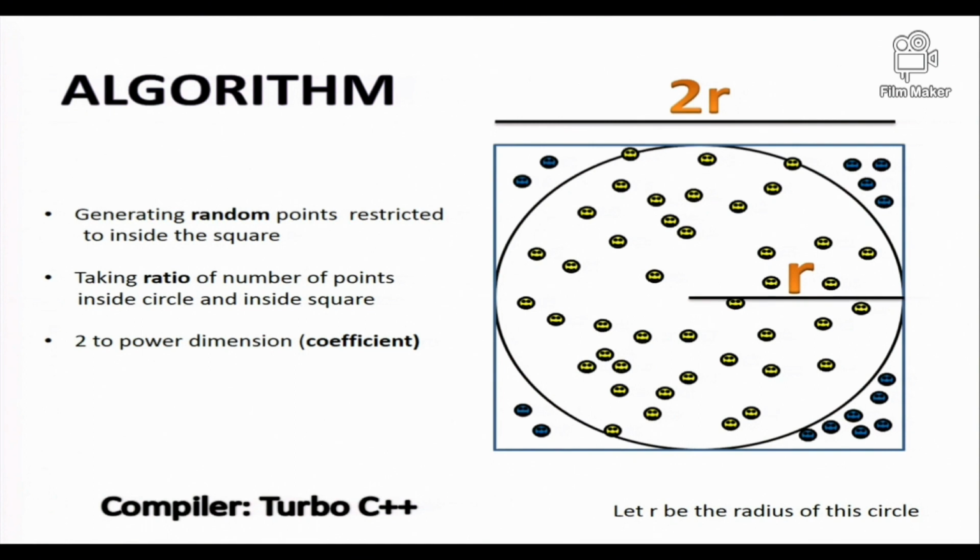So what we do to find the volume is take the ratio of the number of points inside the circle to the number of darts inside the square. And when we multiply that by 2 to the power of the dimension, we get the volume. Why? Because, as my friend told, the side of the square is 2r, the diameter of the circle, and thus we get the volume.